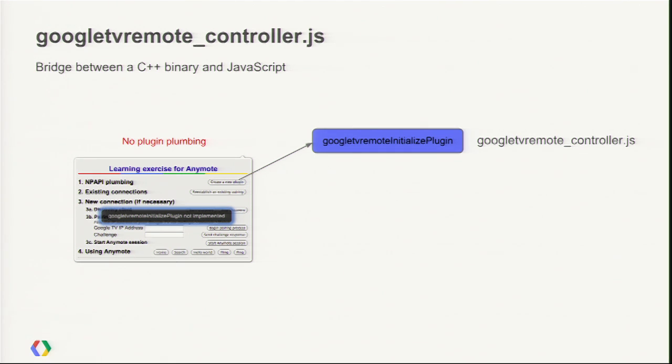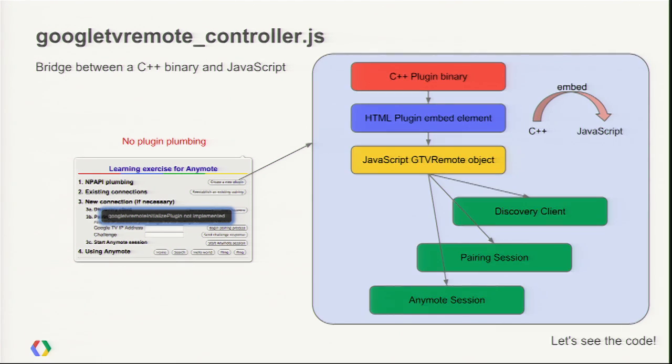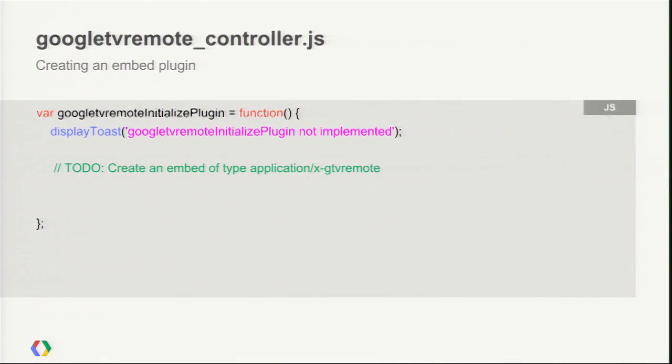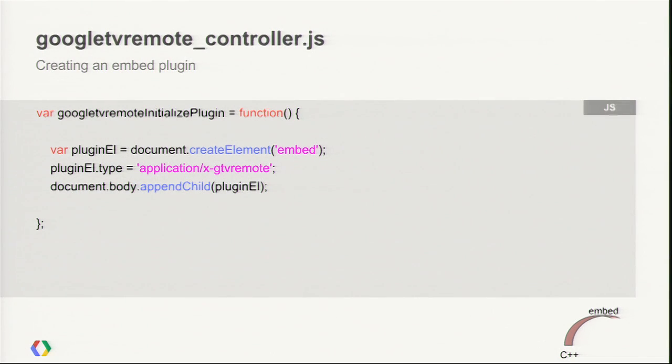So we're going to show you one button, the initialization button. What needs to happen in initialization is you need to get this plugin, which was written in C++ and compiled, accessible in JavaScript. So that's kind of the first step. And then once you make it accessible in JavaScript, you're going to make 3 clients for discovery, pairing, and Anymote. So it's a really natural breakdown. We'll go through the code extremely quickly. So right now that button just says, hey, I'm not implemented. What you're going to have to do to implement it is you're going to have to create an embed.